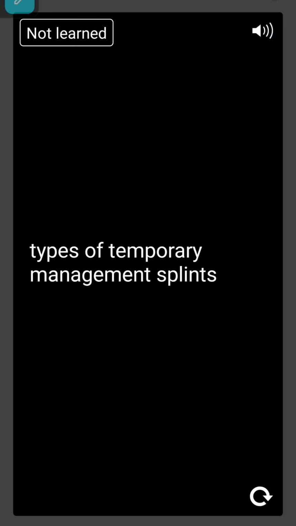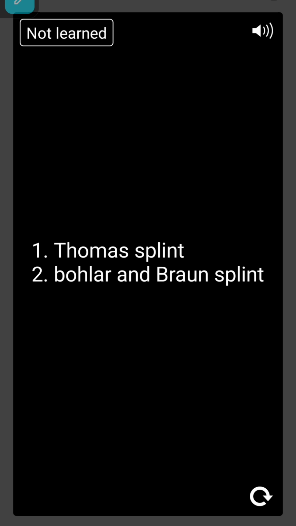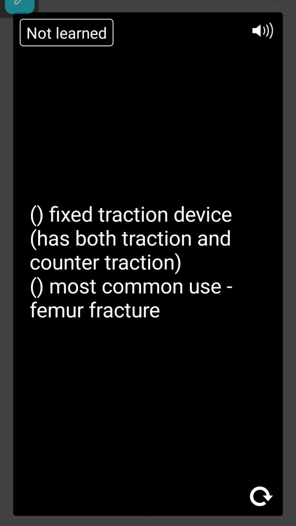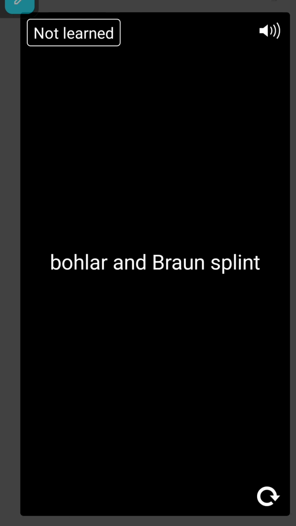Types of temporary management splints: 1. Thomas splint. 2. Böhler and Braun splint. Thomas splint: fixed traction device, has both traction and counter traction. Most common use: femur fracture.